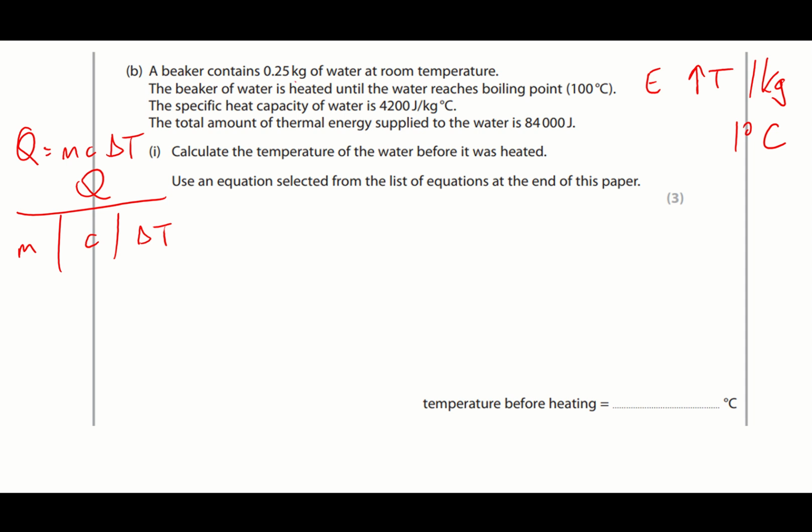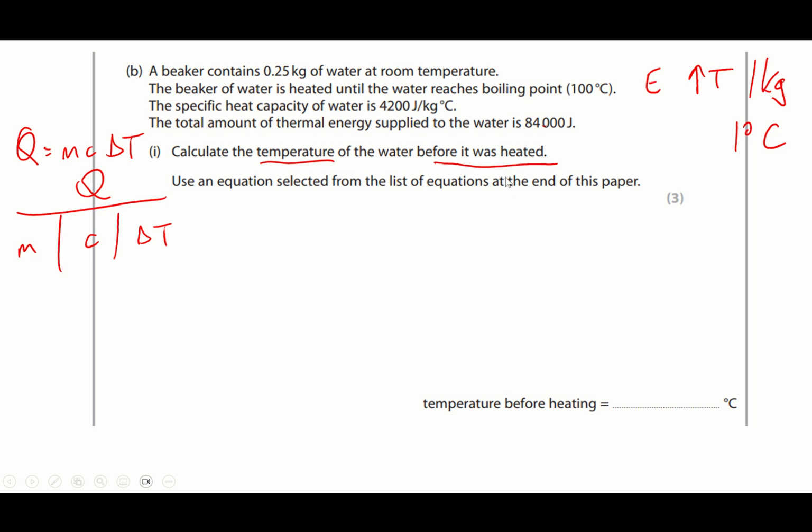So a beaker contains 0.25 kilograms. Now let's go and check the unit on specific heat capacity. Perfect. So I can leave you alone. And then 100 degrees C. Perfect. And joules and joules. Oh, lovely. So no unit changes. So the crucial part is calculate the temperature of the water before it's heated. So I'm going to have to find the temperature change and then do an addition or a subtraction to get a starting or final temperature.